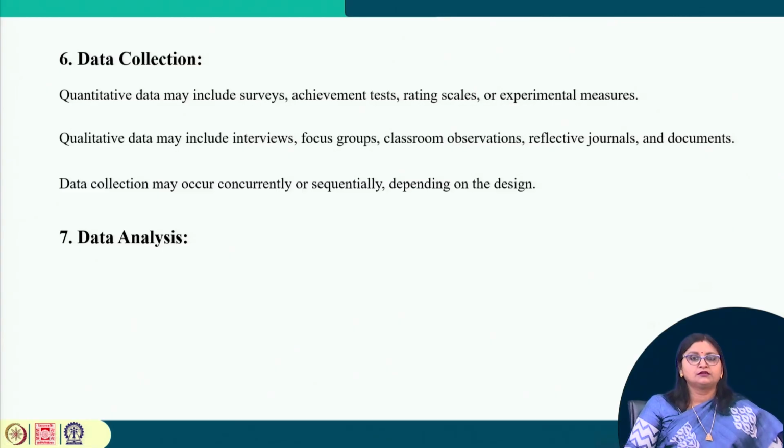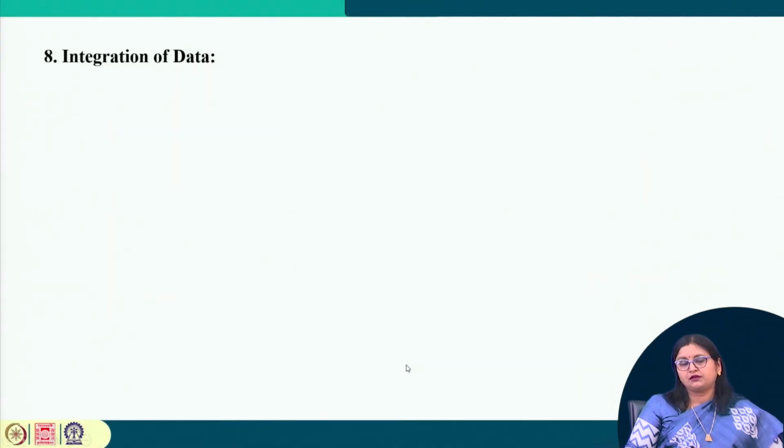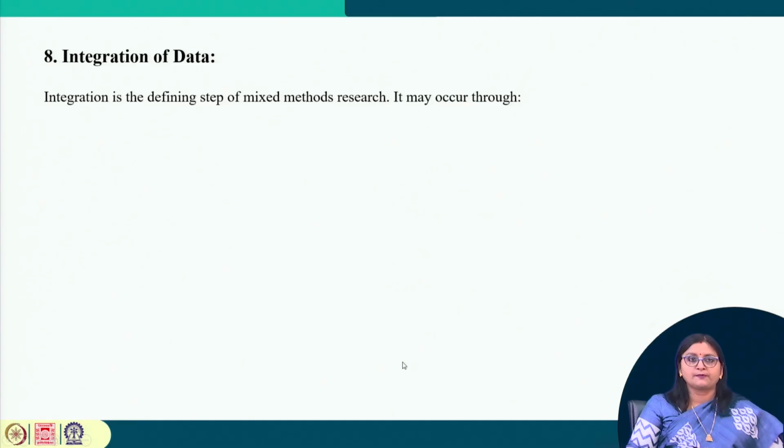And then the data analysis. You have collected the data, then go for the data analysis. Quantitative data are analyzed using statistical techniques, while qualitative data are analyzed through coding, categorization and theme development. Each data set is first analyzed independently to maintain the methodological intentions and rigor, and then go for the next step, the integration of data.